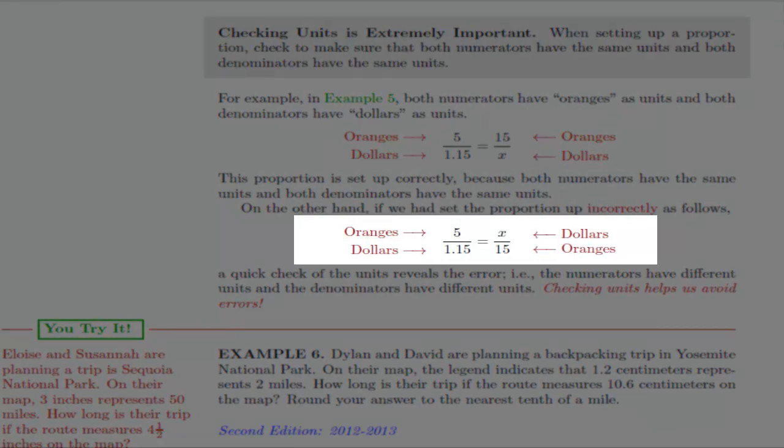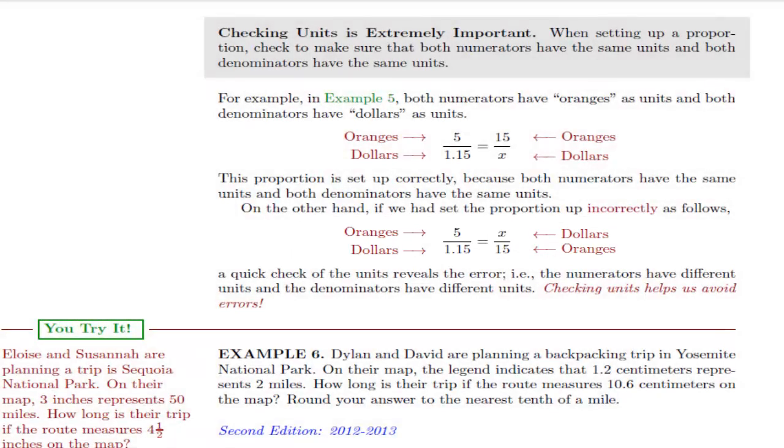On the other hand, if we had set up the proportion incorrectly as follows, placing 5 oranges in the numerator of the first fraction and 15 oranges in the denominator of the second fraction and $1.15 in the denominator of the first fraction and x dollars in the numerator of the second fraction, a quick check of the units reveals the error, i.e. the numerators have different units and the denominators have different units. Checking units helps us avoid errors.